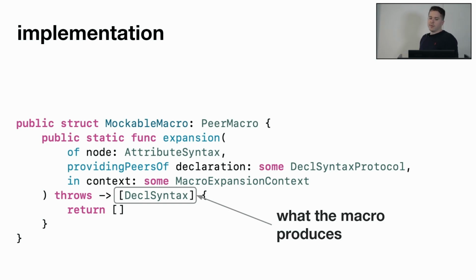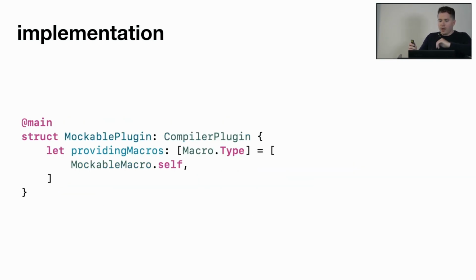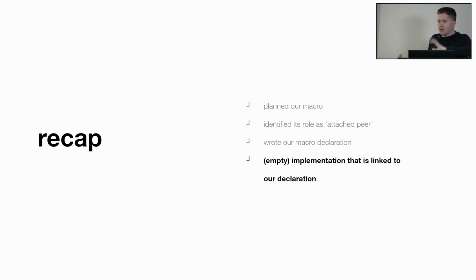And the most important part, if you remember the high-level process of macro expansion, you need to return the transformed syntax, and this is what we're doing here. We return an array of declaration syntaxes as a result of our macro expansion. And lastly, you need to provide an entry point for the compiler, which it will use to search for macro implementations. So let's do a short recap.